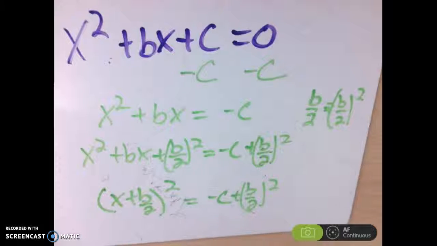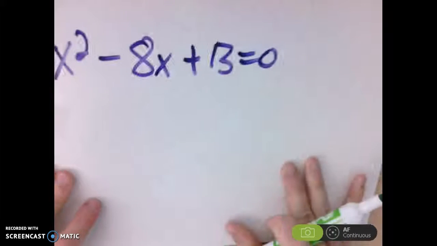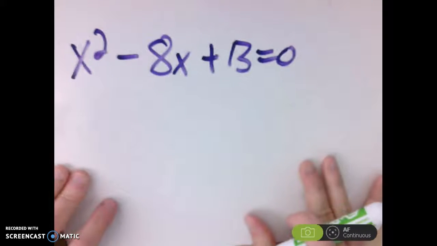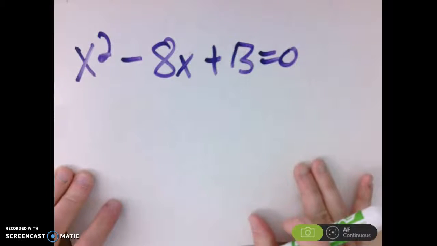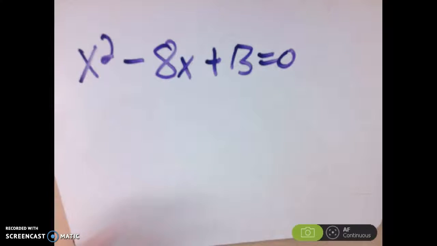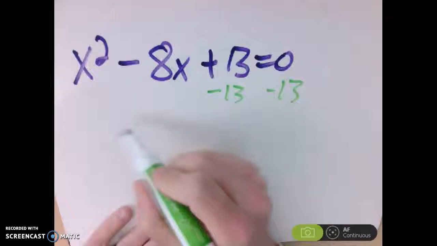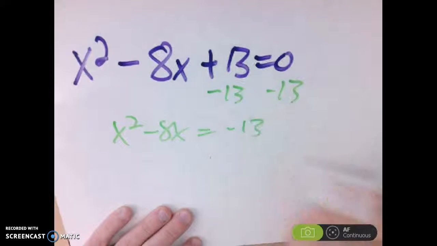Okay, so I know this is pretty complicated right now with all these letters and stuff, but trust me, it gets easier when we have numbers to work with. So let's take a look at the examples in the book now. So now I have this equation here: x squared minus 8x plus 13 equals 0. Okay, so the way I like to do it, I like to subtract my 13 from both sides, minus 13. Okay, so I'm left with x squared minus 8x equals negative 13.